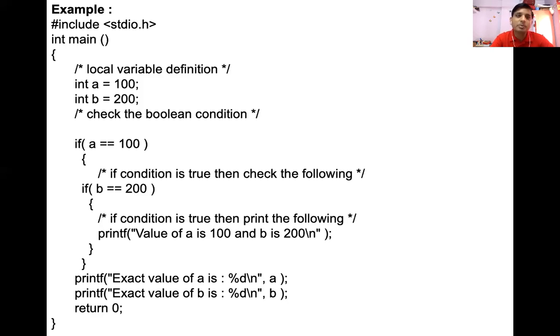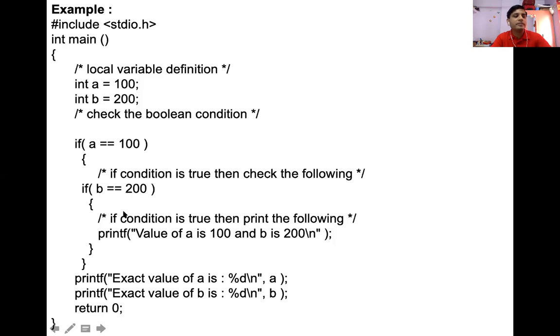Got it? But suppose the value of A is 150, then the first condition is false. If the first condition is false, it will not check the next one. First is false, no need to check the second one. It goes directly outside and prints exact value of A is 150 and value of B is 200. But if A is 100, then it will go inside and check the second one.